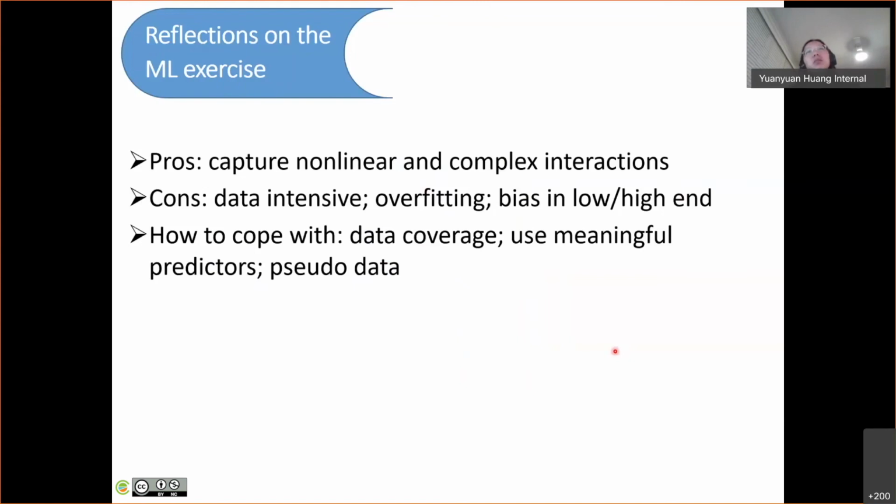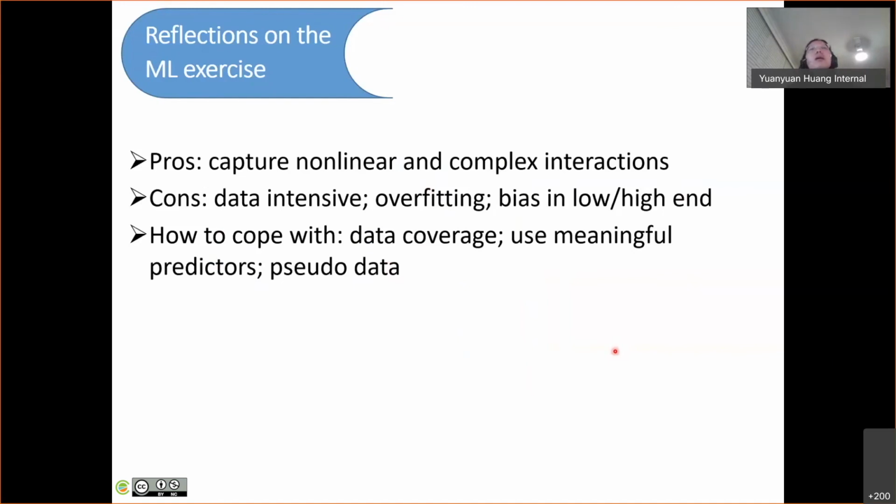To cope with those issues, I think the representativeness of the data set is really important. If the data can well represent the study you are interested in, it can save a lot of trouble. It's also really good to use meaningful predictors, those we know are linked to our response. It's not really good practice to put in as many predictors as possible. Sometimes it really messes things up.